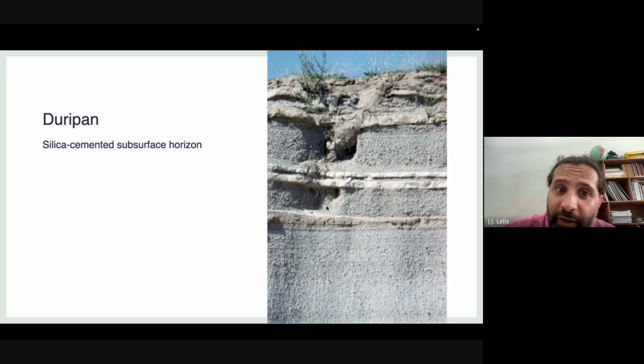They are not 100% the same just because people decided to use this specific word, duripan. So it's just another word to call the same material, but in Soil Taxonomy we use duripan, okay? People who use other systems could use hardpan, but in Soil Taxonomy we choose duripan, okay? But the formation is basically the same.